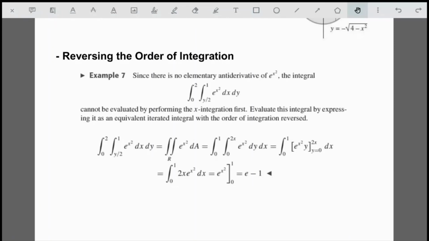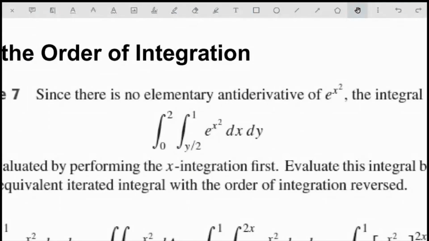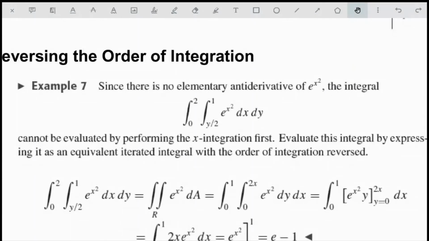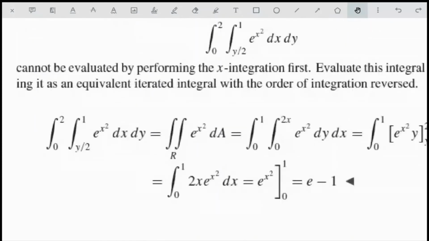Okay, so here's an example. We have this integral from 0 to 2 and y over 2 to 1 of e to the x squared dx dy. So you can see the inside integral right now, the way it's written, we're supposed to integrate with respect to x first. I don't have any way that I can integrate that with respect to x, but there is an easy way I can modify this. If I could integrate with respect to y first, well, the antiderivative of e to the x squared would just be y e to the x squared, right? And that would be super easy to do. So that's what I would like to do, is reverse the limits of integration.